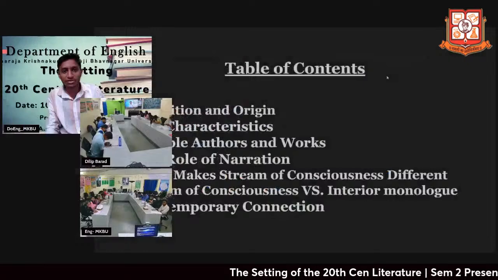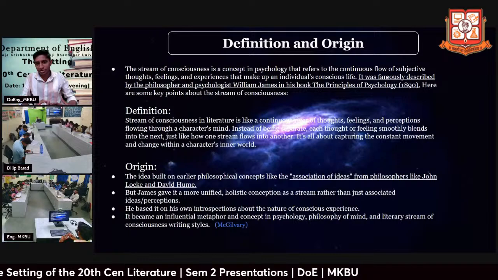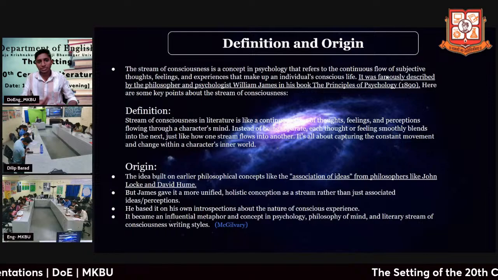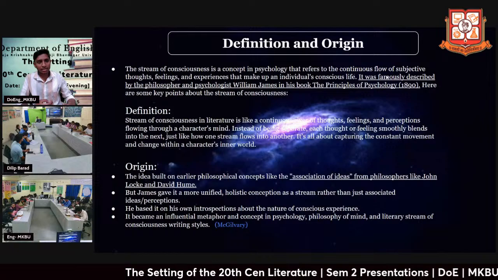So we will start with definition and origin. The stream of consciousness is a concept in psychology that refers to a continuous flow of subjective thoughts, feelings and experiences that make up an individual's conscious life. It was famously described by the philosopher and psychologist William James in his book The Principles of Psychology in 1890.